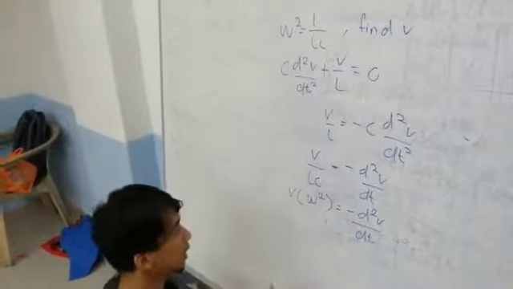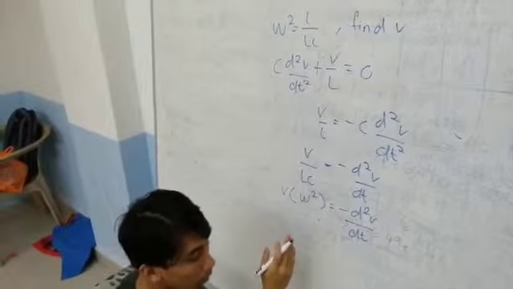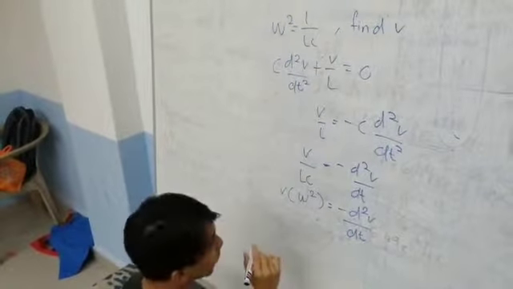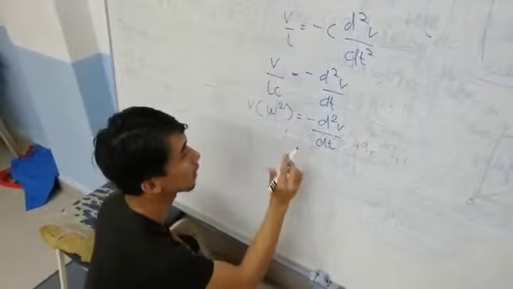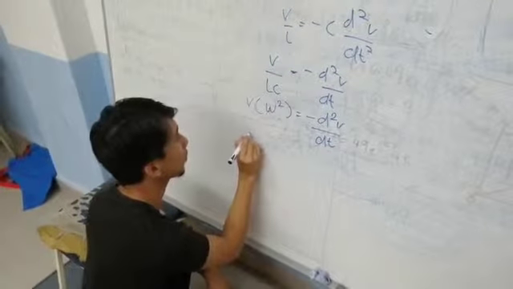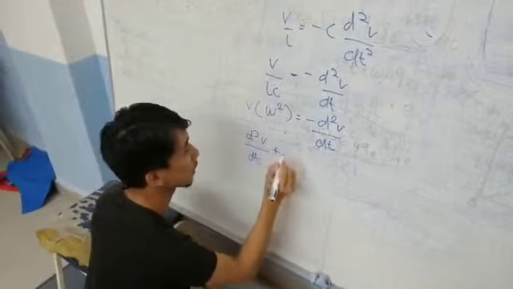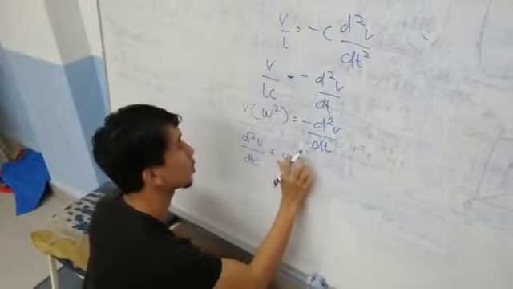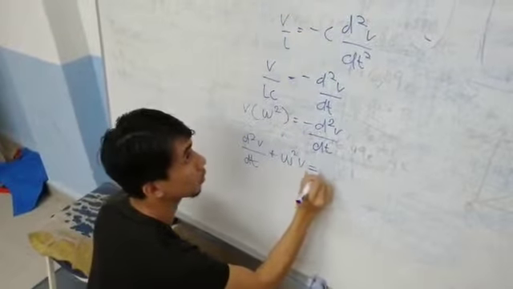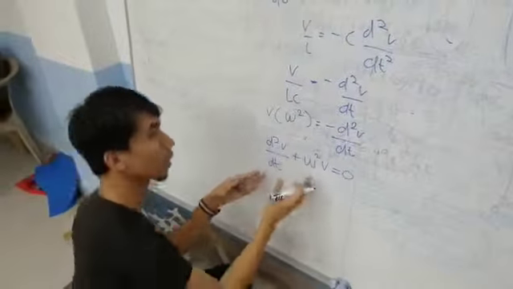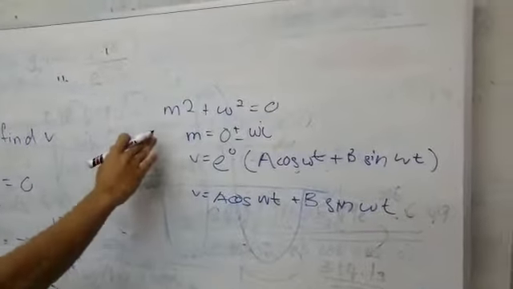Okay, then after this, we brought this to this side. Okay, we brought this to this side, and it will become... after we got this, we brought this to the left hand side, so it will become d square V over dt square plus 0, or we should say plus omega square V equal to 0. Okay, so this will become like that, as we have learned earlier in our class.